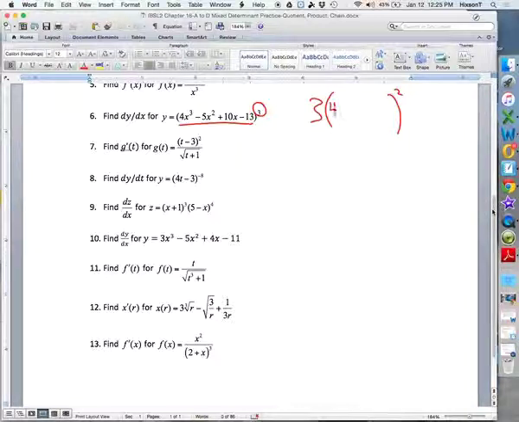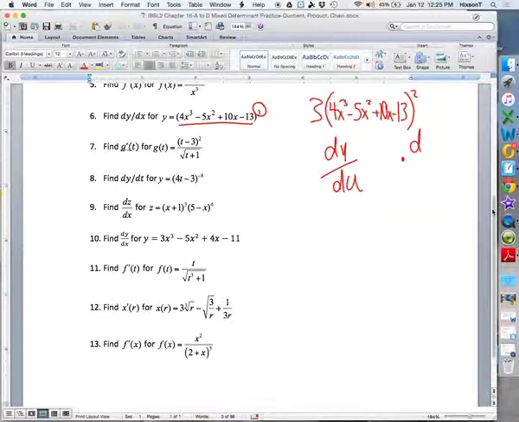Now, just make sure that this all stays the same when you're doing this part of it, okay? That is, if you remember, we did dy du, and then you've got to multiply that by du dx, and u is that inside function. So this is the derivative of the function with respect to u, with respect to that inner function. When you see this part right here, this is the part that doesn't change when you take that derivative.